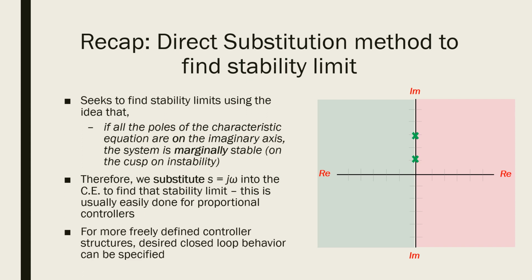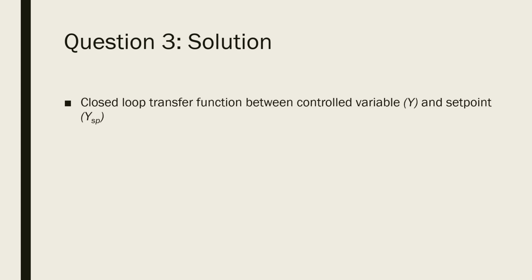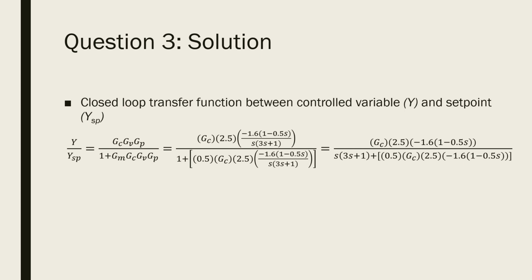However, for a more general case, the desired closed loop behavior can simply be specified, and we can equate the actual behavior to the desired behavior to obtain the GC structure. Therefore, let us first obtain the closed loop transfer function of the given control system. The closed loop transfer function between the control variable y and its set point ysp is given as follows.